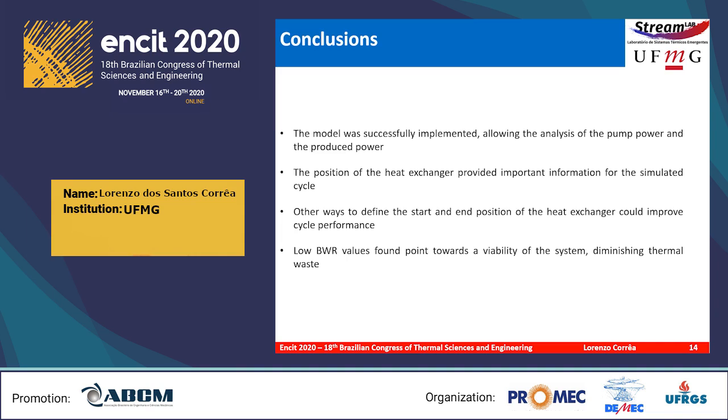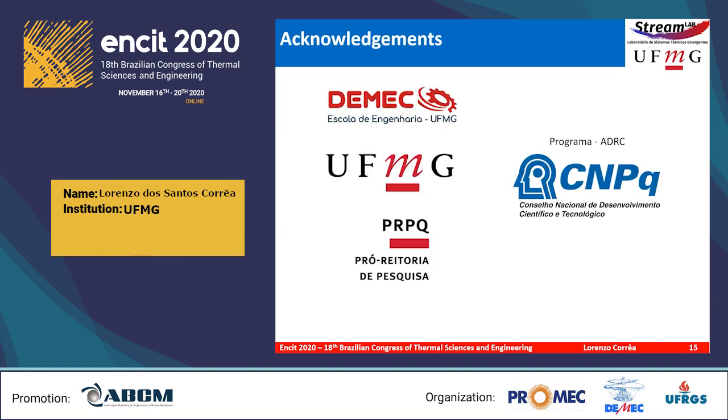The position of the heat exchanger during the cycle provided important information for the simulation. Therefore, other ways to define the start and end positions of the heat exchanger could improve cycle performance. Also, the low backwork ratio values found point towards the viability of the system, given that the pump power required was much lower than the generated power. This way, the thermal waste could be diminished.